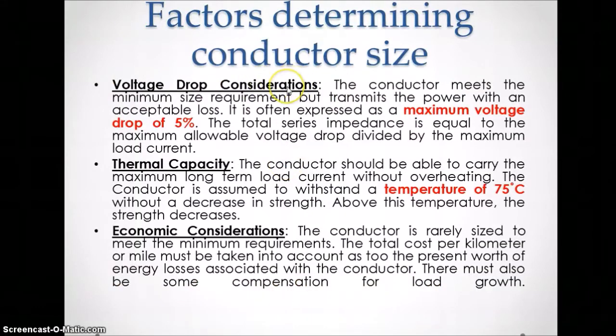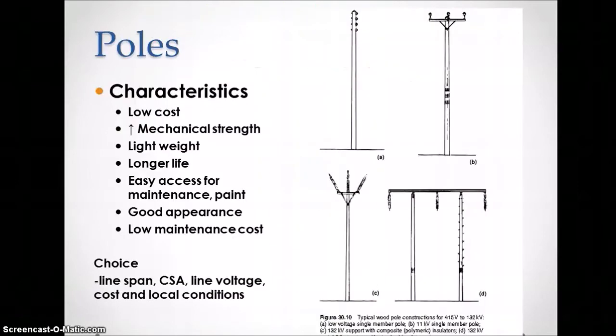Once the design is done according to the conductor material, now we should think about the voltage drop consideration. As per standards, it can have up to 5% maximum drop. It has to withstand a maximum of 75 degrees centigrade, and by default it should be economical.